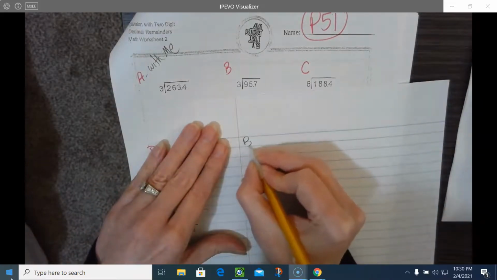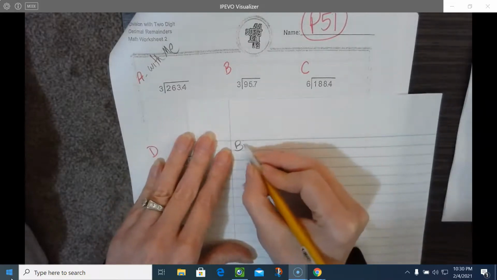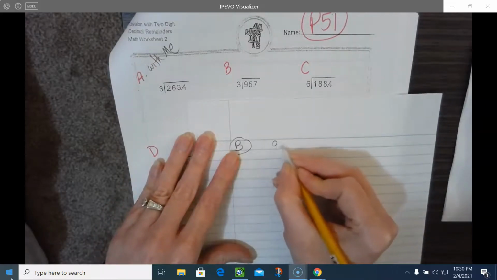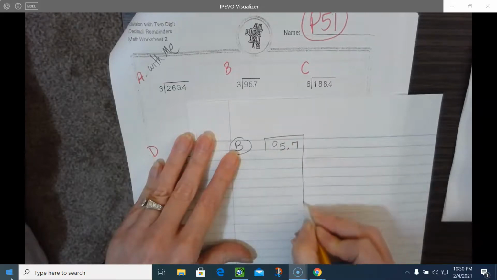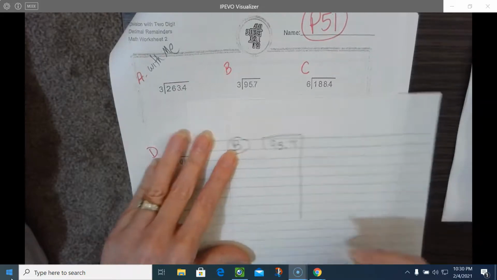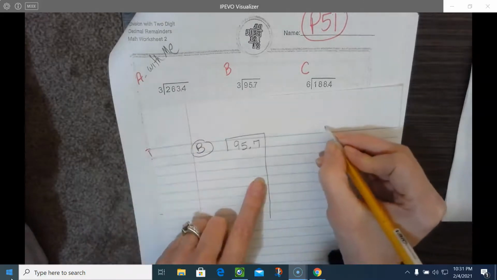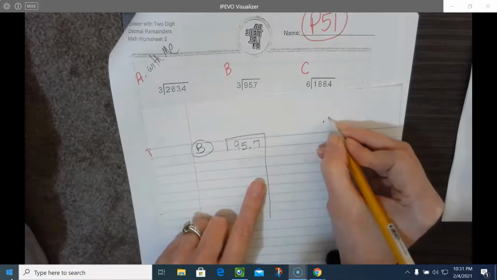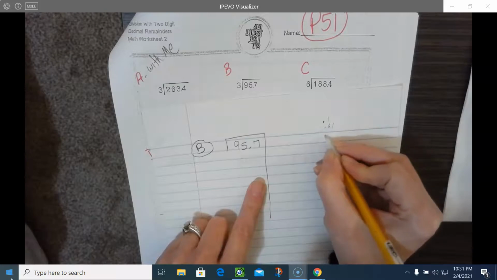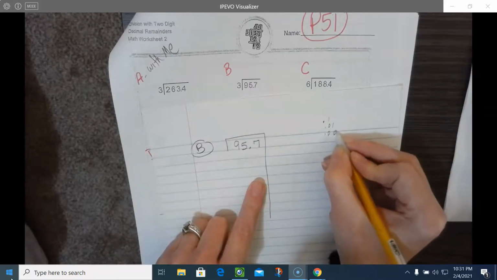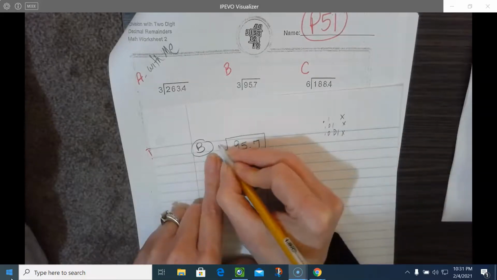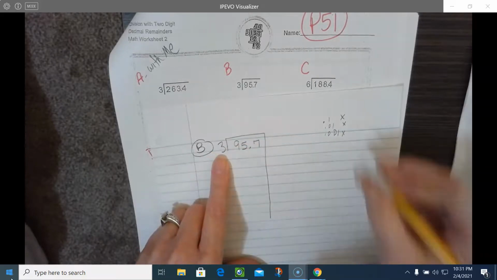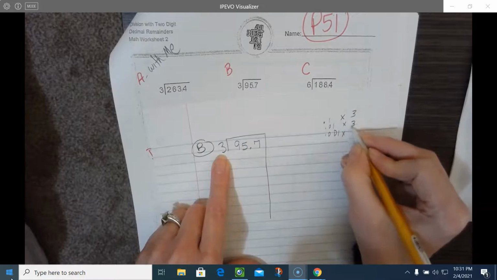All right, so let's go ahead. Problem B, you're going to set that up nice and neat for me. 95 and 7/10. This one is a little bit shorter. And then you're going to set up your ratio table over here. 1/10, 1/100th, 1,000th, and then you're multiplying that by the 3.